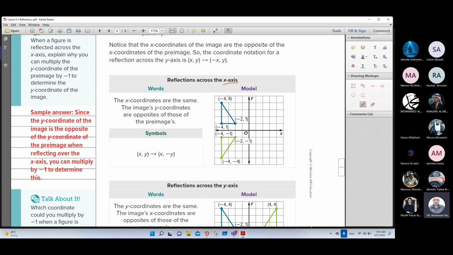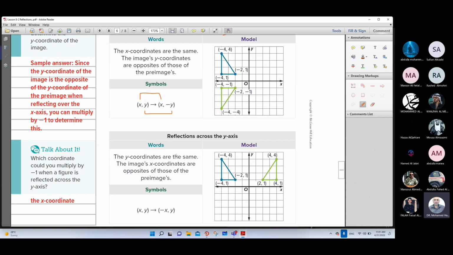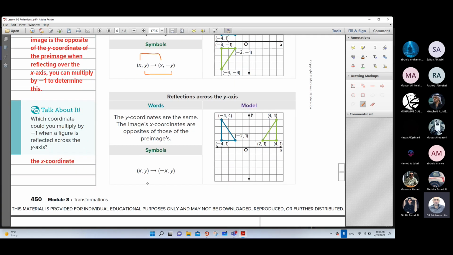Take the opposite of y. Write the same x and take the opposite y. And if the reflection is across the y-axis, it means we have the same y but take the opposite x. x will be negative x and write the same y.